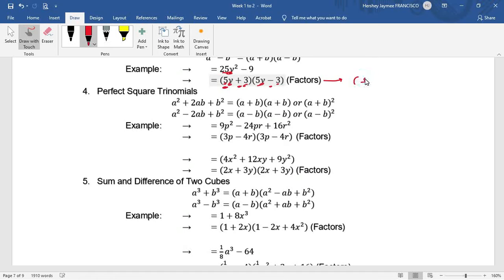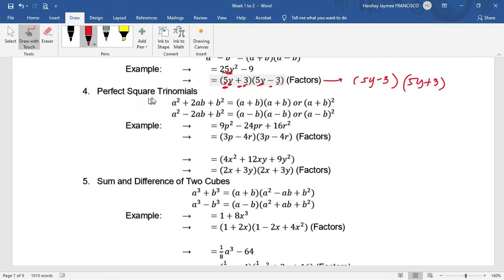So, 5y minus 3 and quantity 5y plus 3. Pareho lang yan. Pareho lang, tama.